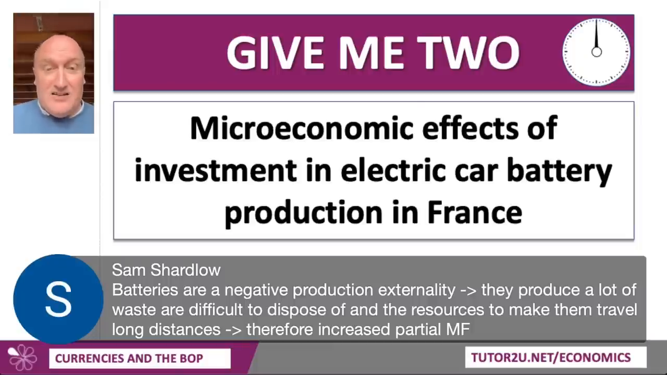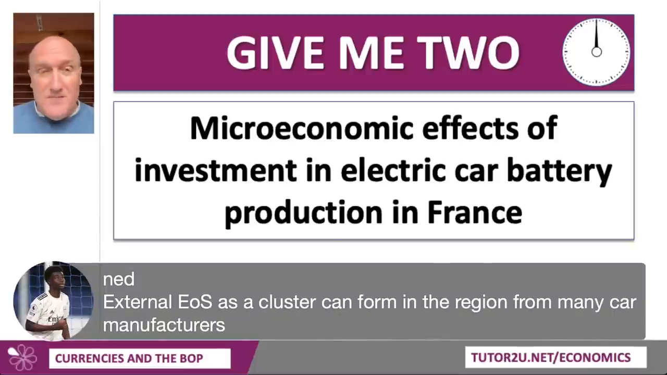Here's Sam's point. Batteries are a negative production externality. They produce a lot of waste. And Sam can probably visualize, as we all can, an externalities diagram there. Potential market failure, partial market failure. Really good point. And there talks about external economies of scale as a cluster can form in a region for many car manufacturers. That's a really, really good micro point because you're using micro concepts. What's not to like? There's some great points there. Chris made a good point.